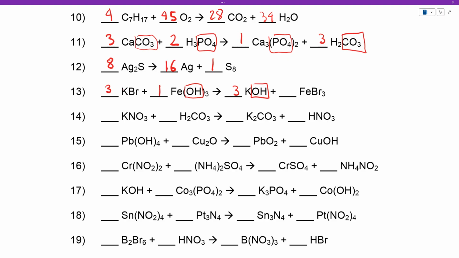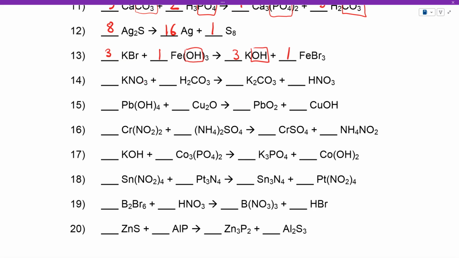So let's double check. 3 potassium, 3 potassium, 3 bromines, 3 bromines, 1 iron, 1 iron. Let's put a 1 over here. And 3 OH3s, 3 OH3s over here as well. And this equation should be balanced.